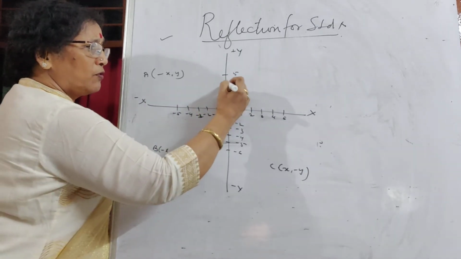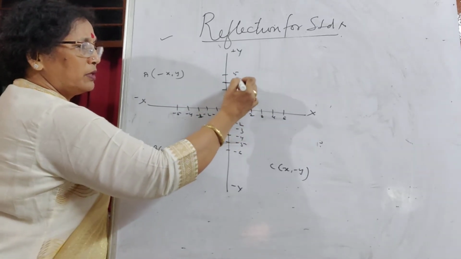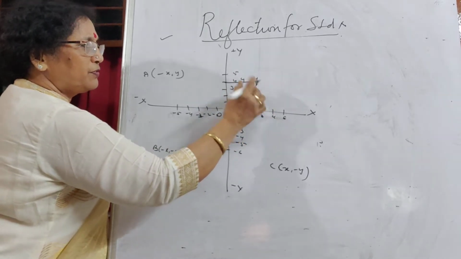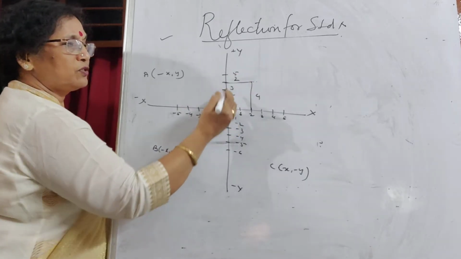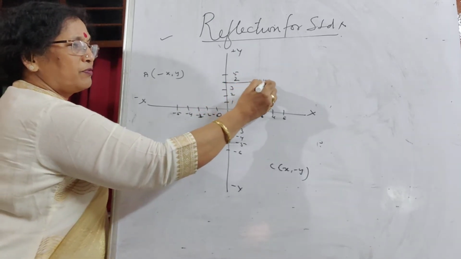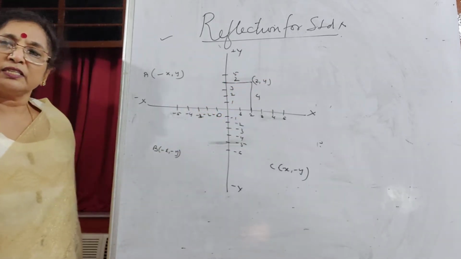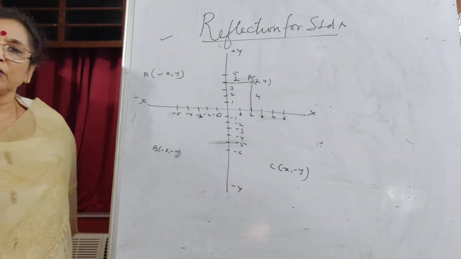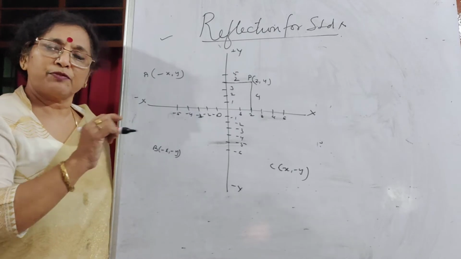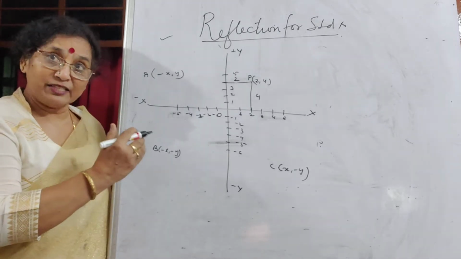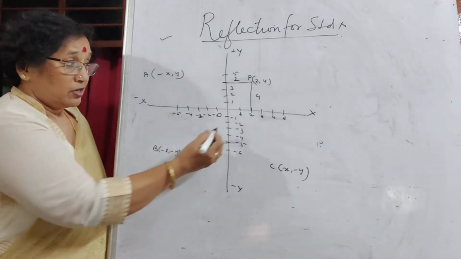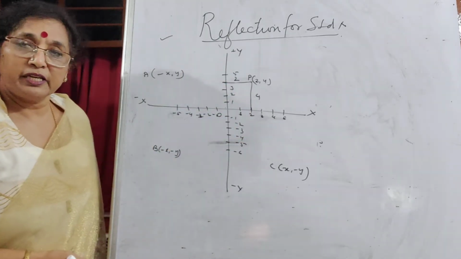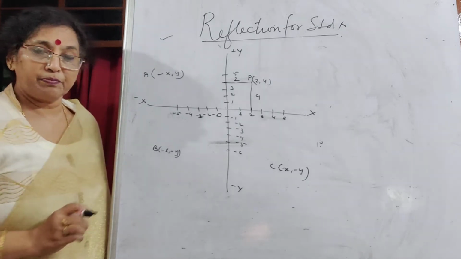Suppose I take point 2, 4. This is 2, this distance is 4, so this is 2, 4. We name this point as P. So in the graph you will locate two units from the y-axis, 2 squares of 1 centimeter each from the y-axis, and 4 squares of 1 centimeter each from the x-axis. That is the location of P.